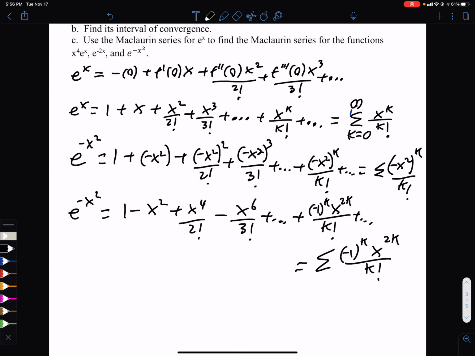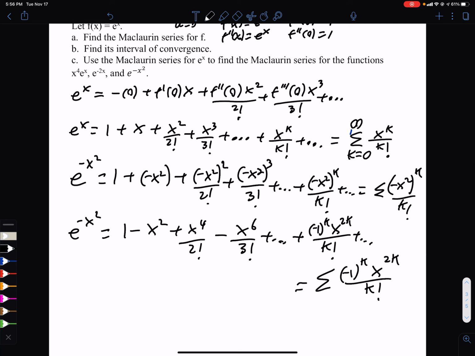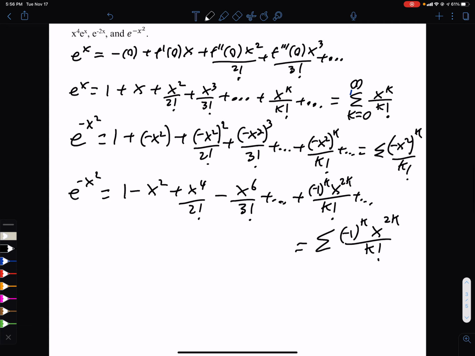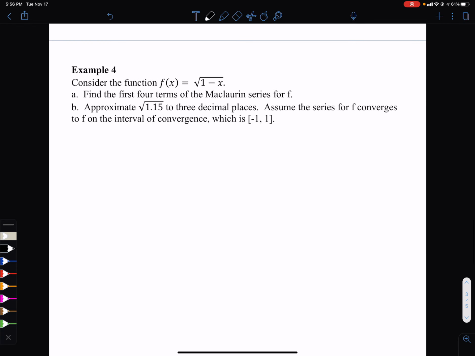All right, do they want also... Actually, they didn't ask for the interval of convergence for the last one, so I don't have to find the interval of convergence of that. That is my final answer for example 3. All right, let's move on to do the next one. This is my last example.